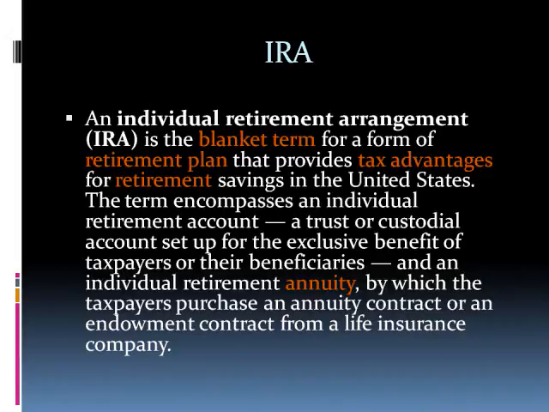It is also a blanket term for a form of retirement plan that provides tax advantages for retirement saving in the United States. The term encompasses an individual retirement account, a trust or custodial account set up for the exclusive benefit of taxpayers or their beneficiaries, and an individual retirement annuity, by which the taxpayers purchase an annuity contract or endorsement contract from a life insurance company.